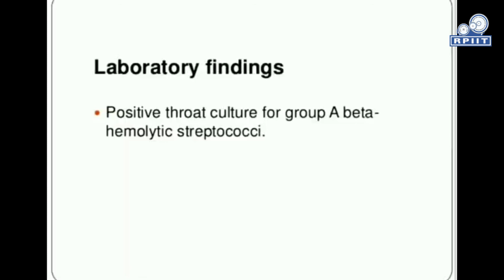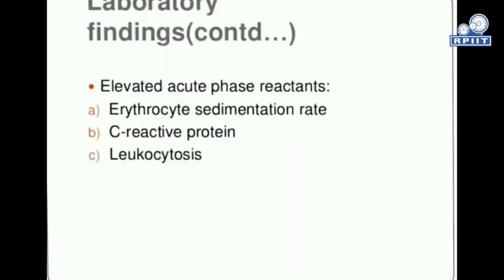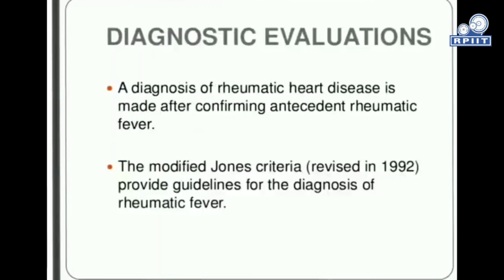First of all, positive throat culture for group A beta hemolytic streptococci. Next is elevated acute phase reactants like erythrocyte sedimentation rate. Next, C-reactive protein. Next, leukocytes. Next, what are the diagnostic evaluations? A diagnosis of rheumatic heart disease is made after confirming antecedent rheumatic fever.